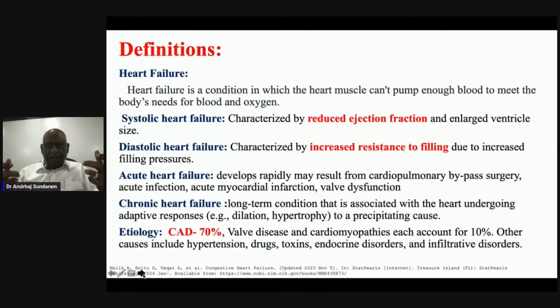Acute heart failure suddenly comes. A chronic heart failure can also present acutely; there we call it acute on chronic heart failure. A chronic heart failure is going on for a long time. And the etiology of heart failure is coronary artery disease, nearly 70%, and valve disease and cardiomyopathy account for only 10%. Other causes include hypertension, drugs, toxins, endocrine disorders, and infiltrative disorders.